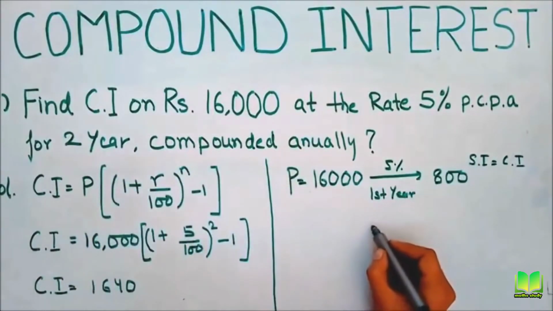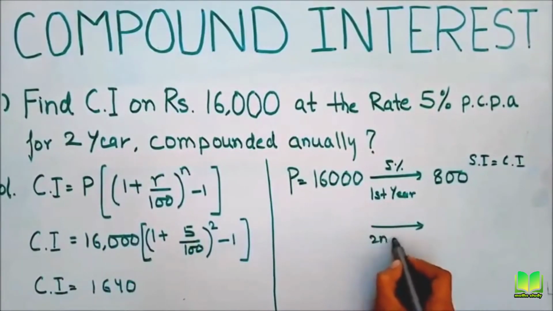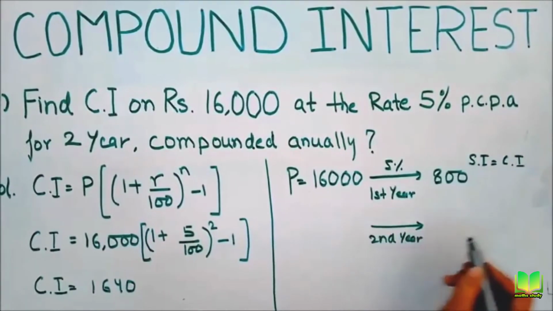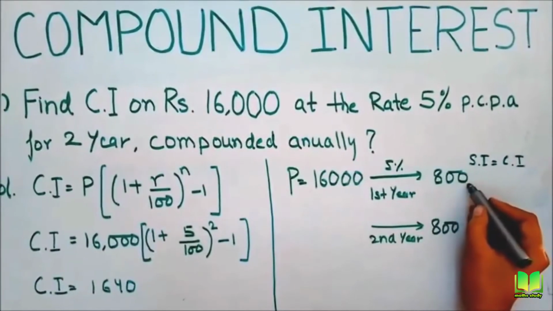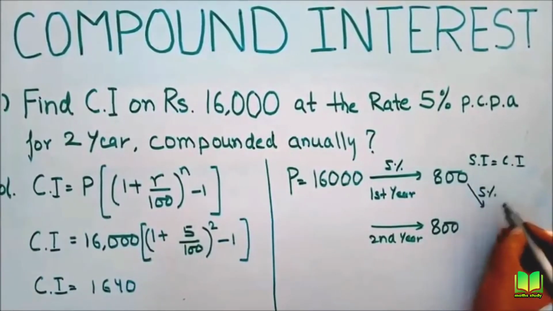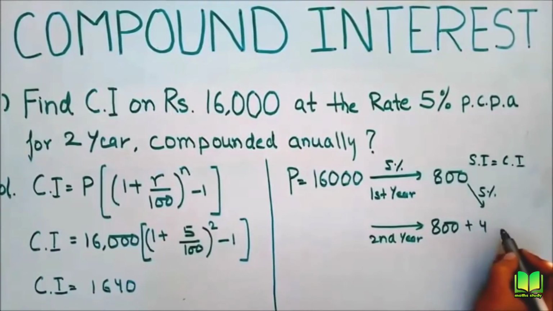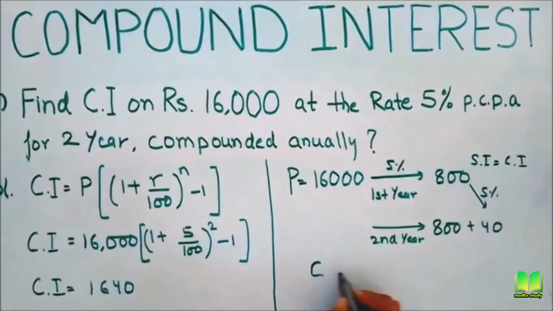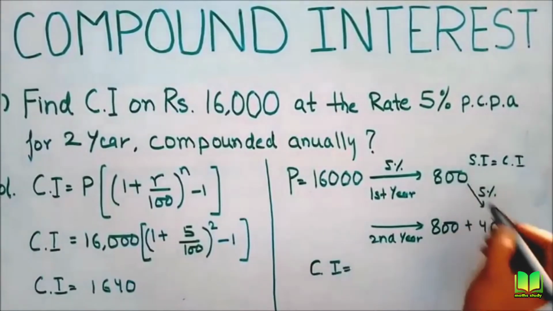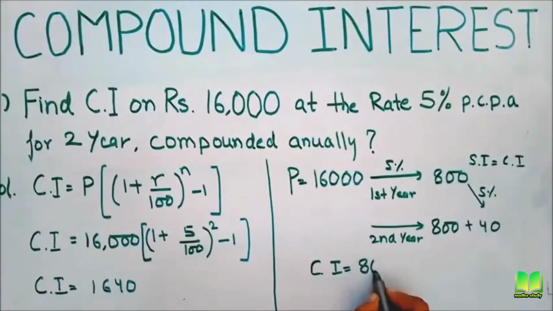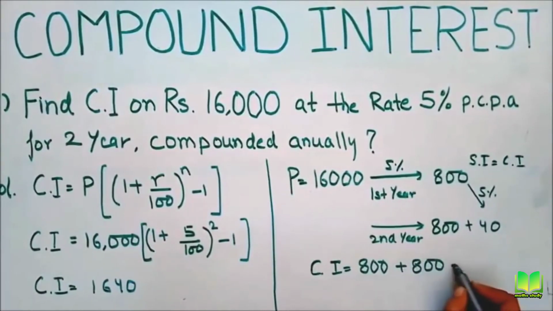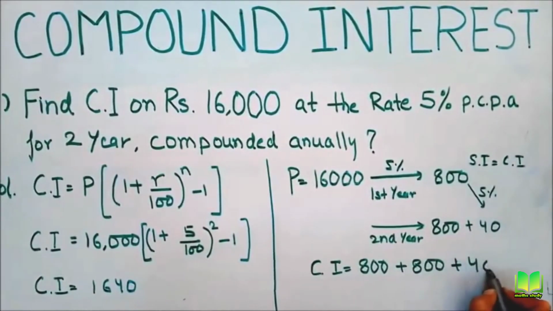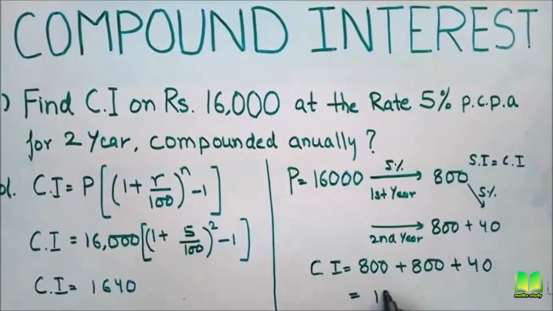Now solve for the second year. Take 800 as the base and calculate 5% of 800, that is 40. For the final compound interest we have to sum up all the values, that is 800 plus 800 plus 40, and we get the value 1640 as we found here.